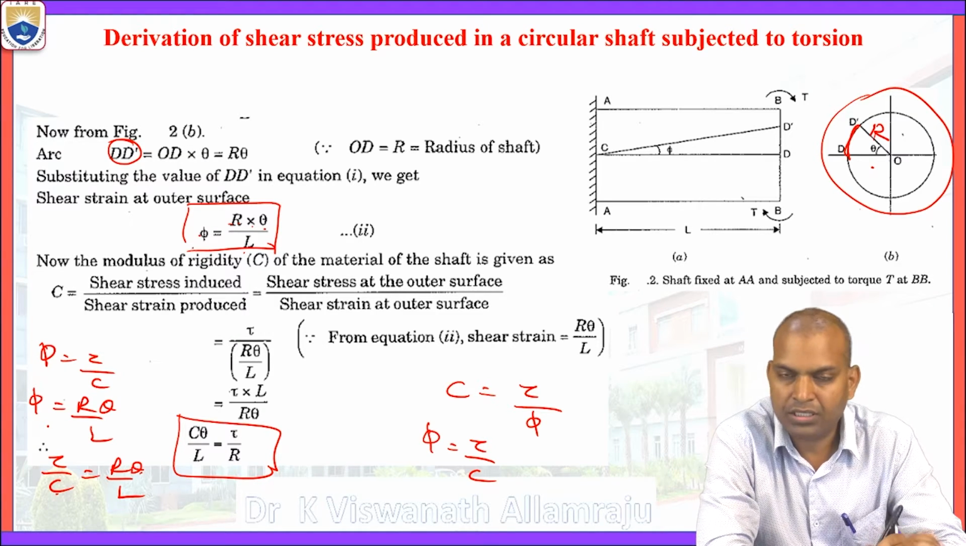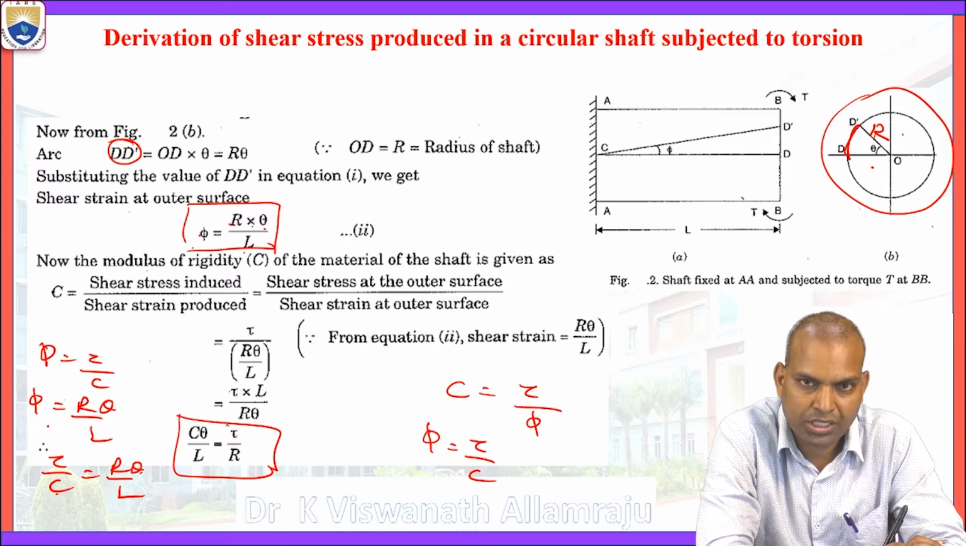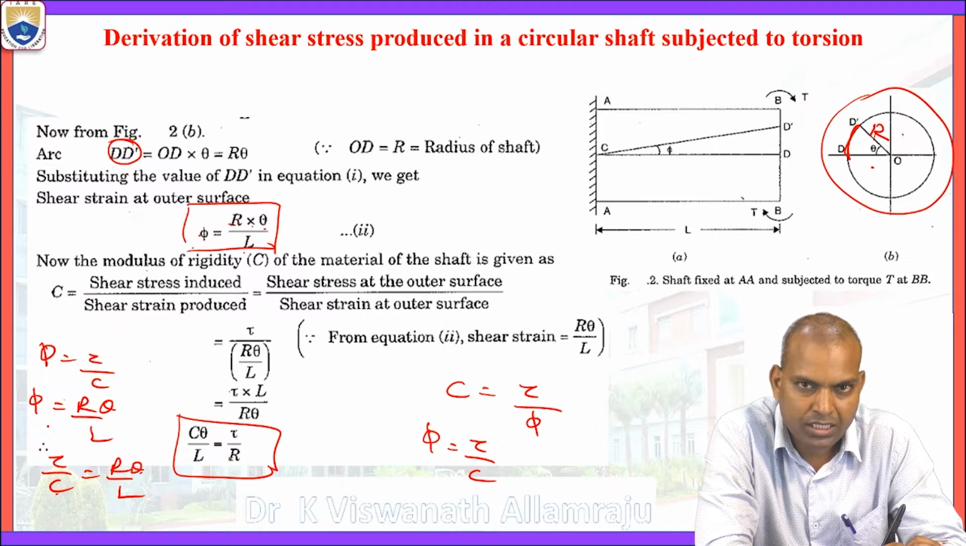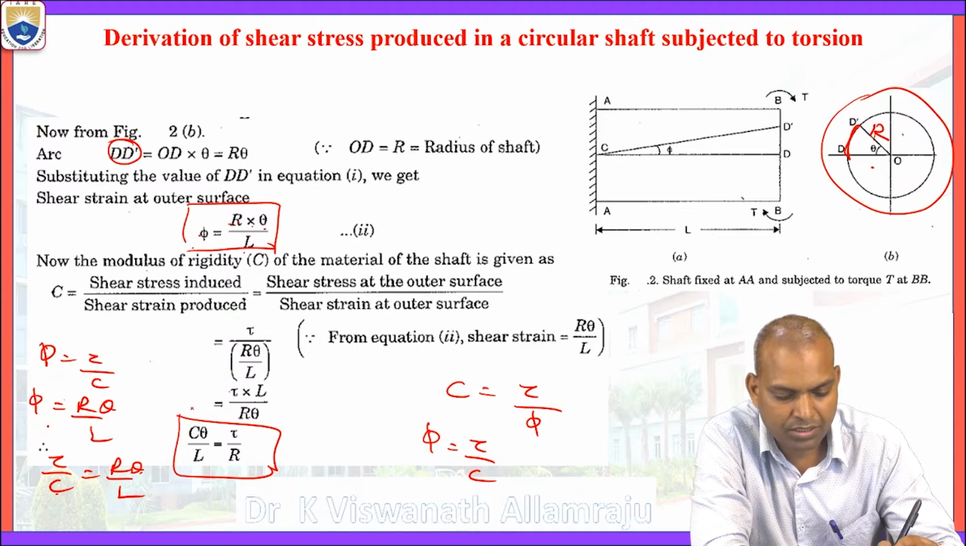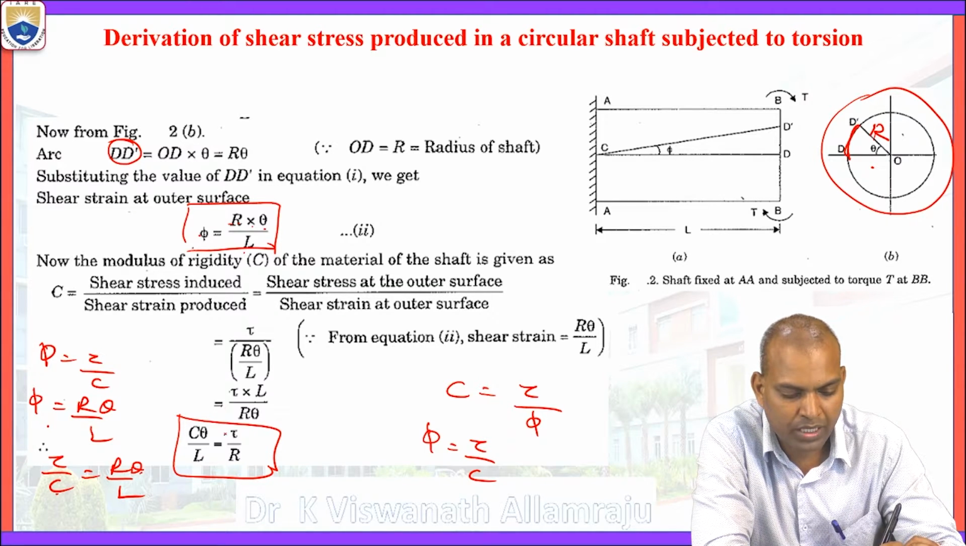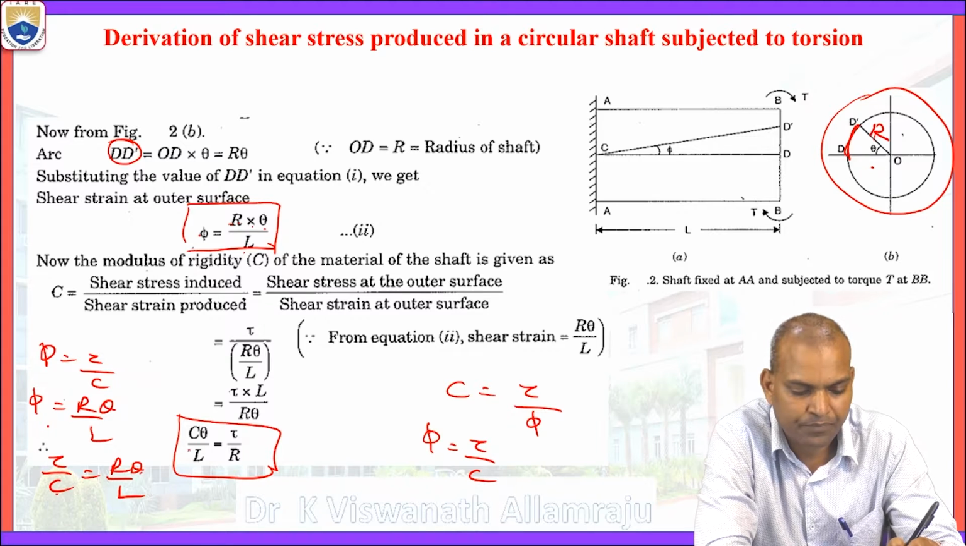What is the tau here? The tau is the shear stress, where R is the radius of the shaft and C is the modulus of rigidity of the material, where theta is the angle of twist in radians, where L is the length of the shaft. So this is one of the relations: tau by R equal to C theta by L.